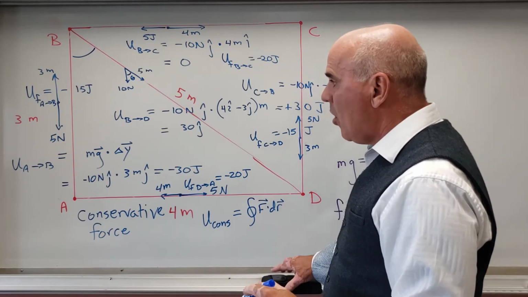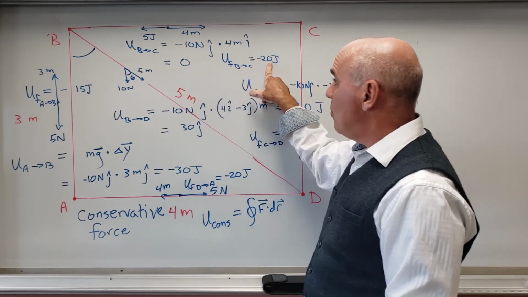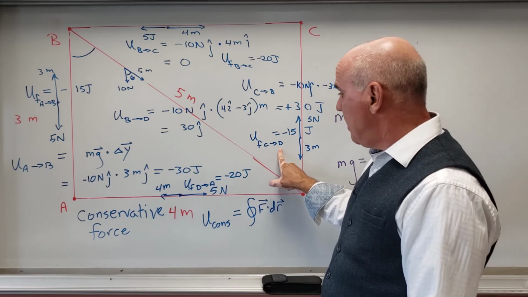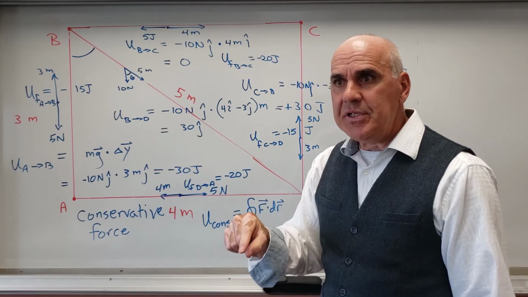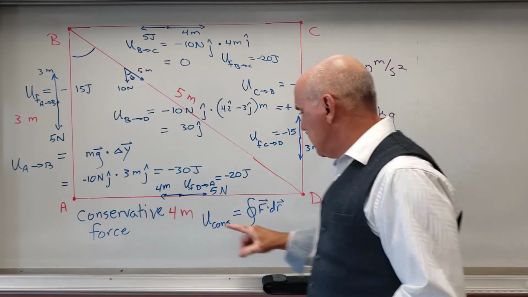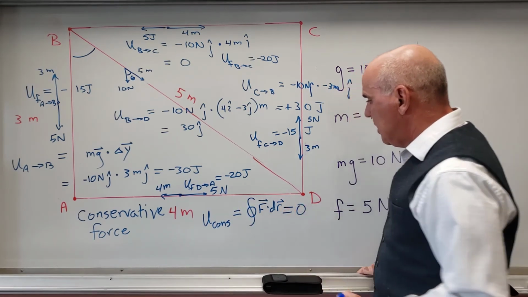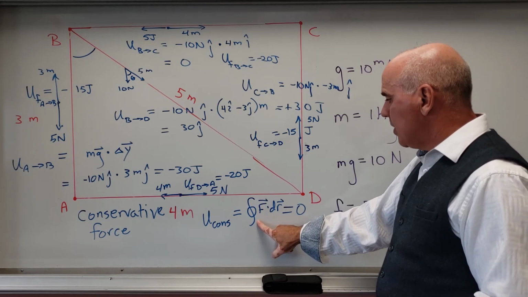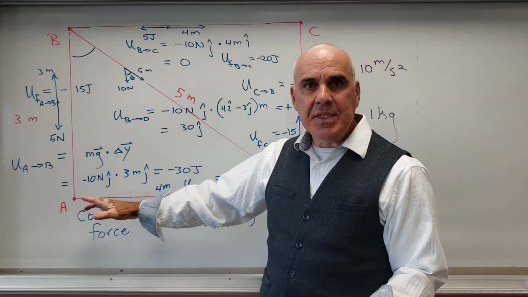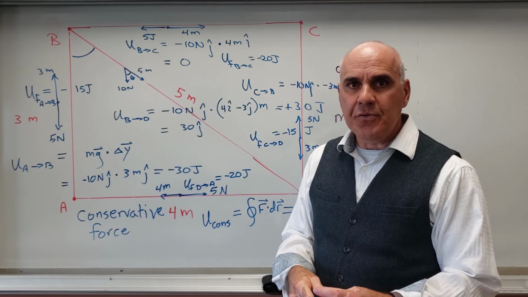And so when I add up all of those works done by friction, negative 15, negative 20, that's negative 35, negative 15, that's negative 50, and then negative 20, I get negative 70 joules. I don't get 0. Right? So friction did not give me a 0 in this closed integral. If it's a conservative force, the net work is 0. Friction is not a conservative force because when I went around, it didn't end up being 0 for the net work done. So friction is not a conservative force.